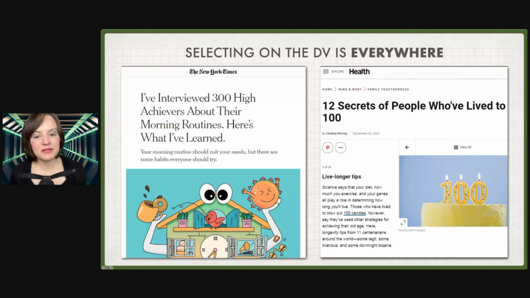Other studies, 12 secrets of people who've lived to 100. This gets into survivorship bias as well. If I want to understand what causes someone to live a long time and I only look at people who've lived a long time, I'll say, wow, look at these things they have in common. That must be what's causing them to live a long time, which tends to be things like have a gin every day. And it's like, you know what? I bet there are a lot of people who've had gin every day who didn't live a long time. You've got to look at the full picture. We tend to only look at half of the outcomes, right?